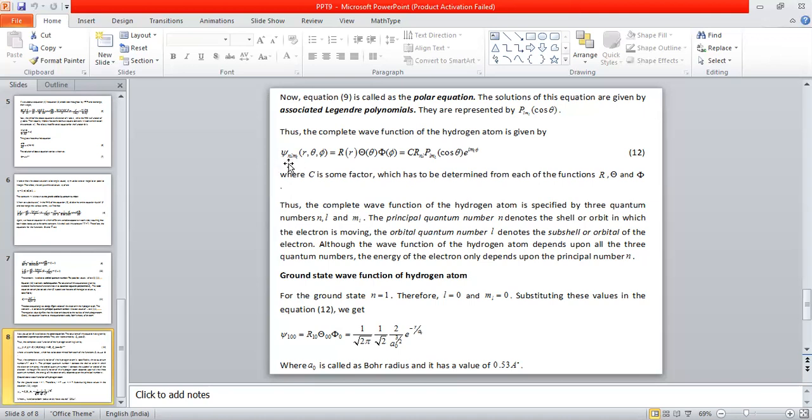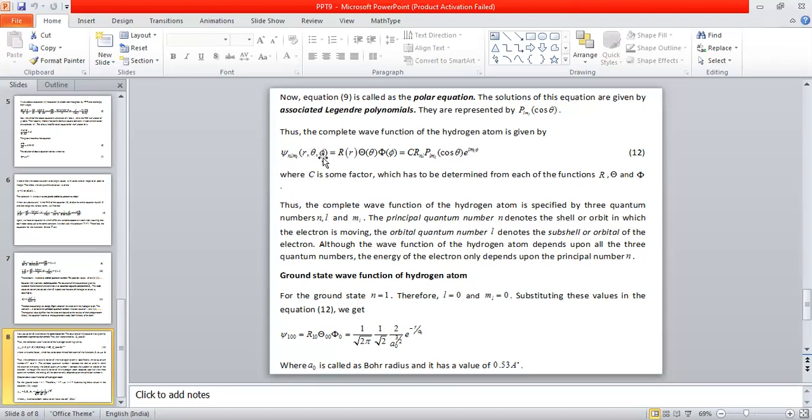The wave function of the hydrogen atom is decided by three quantum numbers N, L, M, L. N is the principal quantum number, which can take the possible values 1, 2, 3, and so on. L is the orbital quantum number, which can take the values 0, 1, 2, 3, and so on. The third is the magnetic orbital quantum number, whose possible values are 0, plus or minus 1, plus or minus 2, and so on.